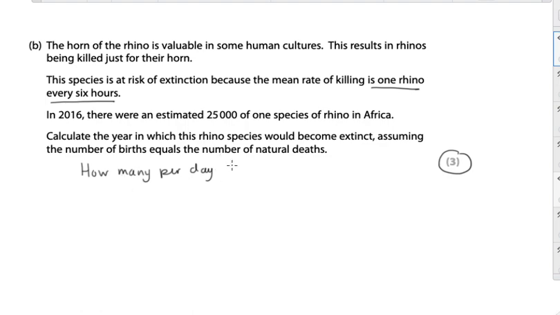So how many per day? So we have 24 hours in a day, and we're going to divide it by 6, because every 6 hours one dies. So 24 divided by 6 equals 4 per day.